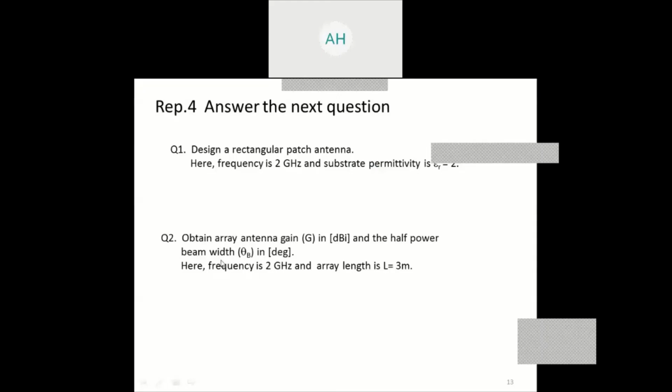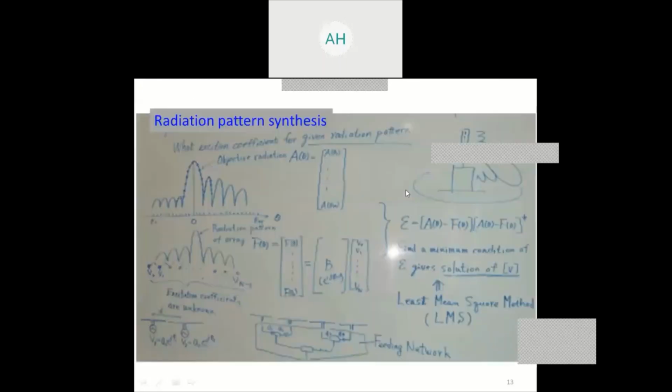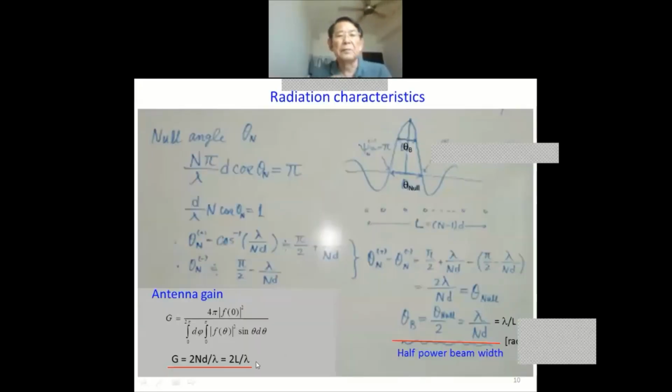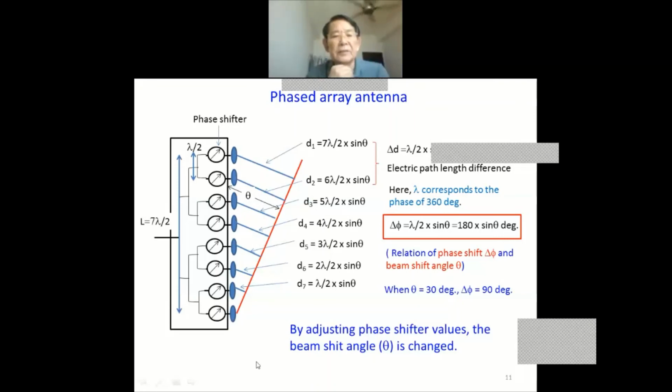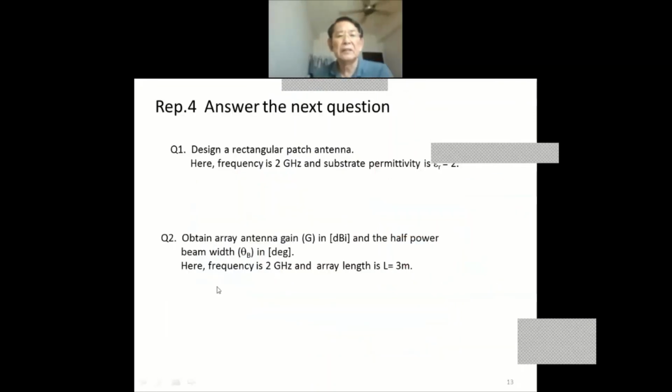And next, obtain the array antenna gain in dBi and beam width theta in degree. The equation gives radian, so convert it to degree. And this is not dBi, so the gain value should be shown in dBi. Do the decibel calculation, and convert radian to degree. So the frequency is the same, 2 GHz, and the array length is 3 meters. This is almost the same as the graph.